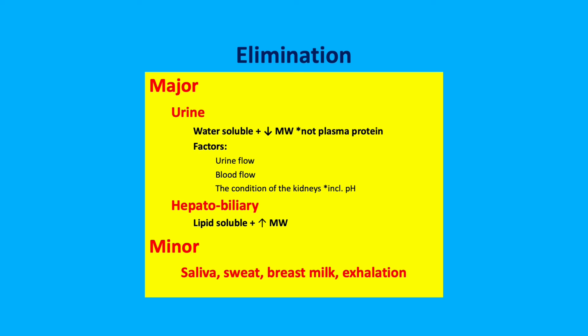Within the major pathways, the urine normally eliminates water-soluble low molecular weight agents. Factors which determine this elimination would relate to urine flow, blood flow, and the conditions within the kidney which are affected by pH. Hepatobiliary is normally excretion of large lipid-soluble agents.